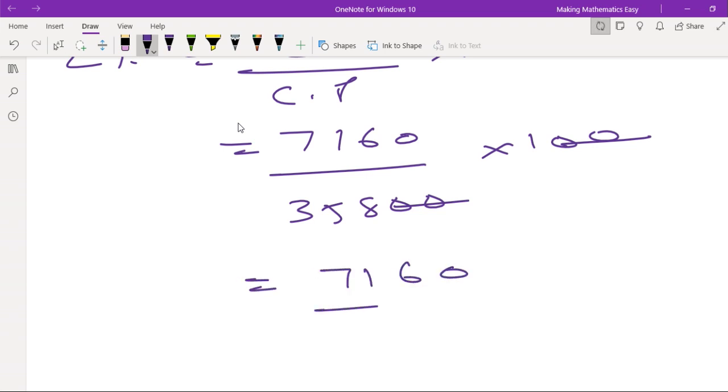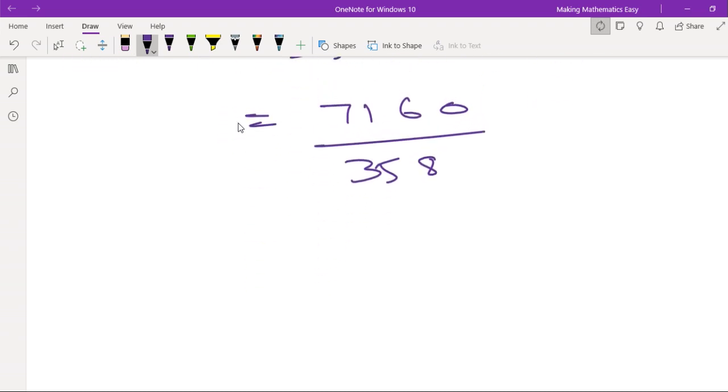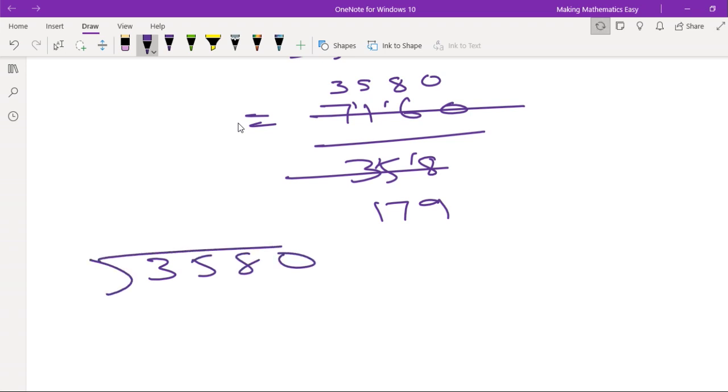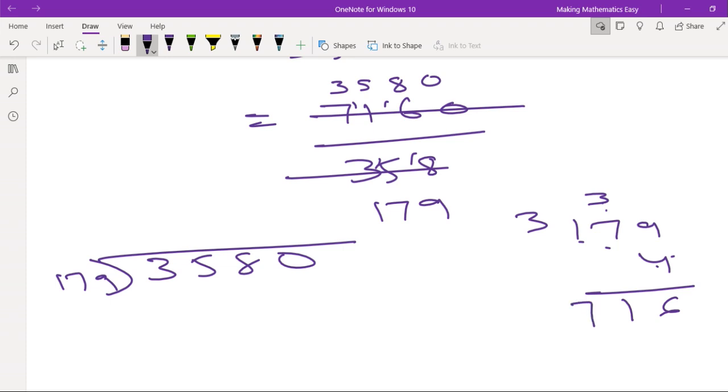Now you have 7160 divided by 358. Now we need to do the cancellation. 2 ones are 2, 2 sevens are 14, 2 nines are 18, correct? 2 threes are 6, 2 fives are 10, 2 eights are 16, 0. Now 358 divided by 179. So let us find out. 9 fours are 36, 7 fours are 28, 29, 30, 31, 4 on the 4, 5, 6, 7.